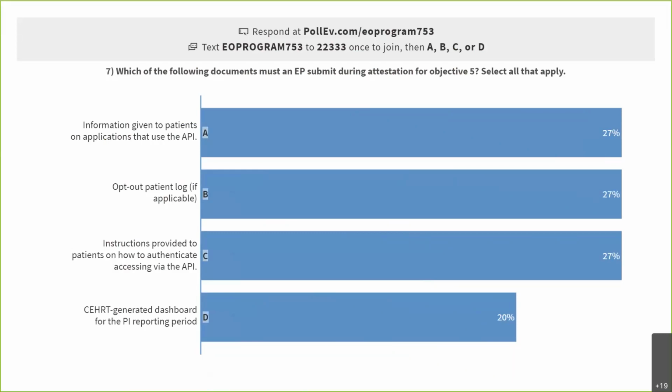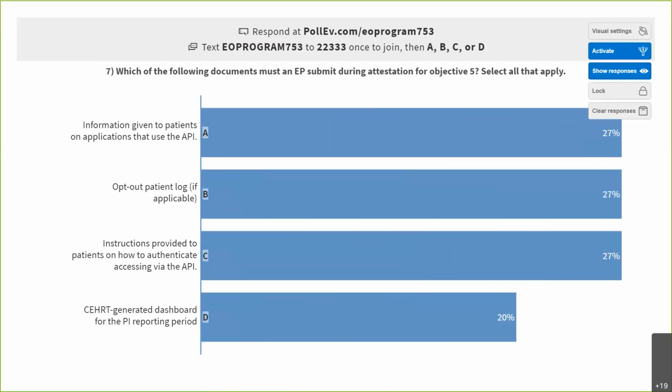Okay, so it looks like there are 3 documents that have to be submitted for Objective 5, Measure 1, because we've discussed Measure 1 and Measure 2. So let's take Measure 2 real quick. The only document that needs to be submitted for Objective 5, Measure 2 is D, which is the CERT-generated dashboard for the PI reporting period.